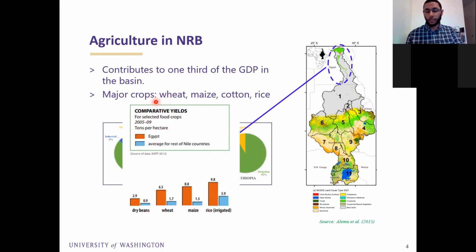And if you look just at Egypt compared to the rest of the Nile countries, we can see that the crop yield from Egypt, for different crops, is about three times or two times whatever the other countries are producing. So Egypt represents a very important crop producer for the rest of the basin, and probably for Egypt itself as well. It's something very important when we think about the water use for Egypt and the rest of the countries in the Nile Basin.